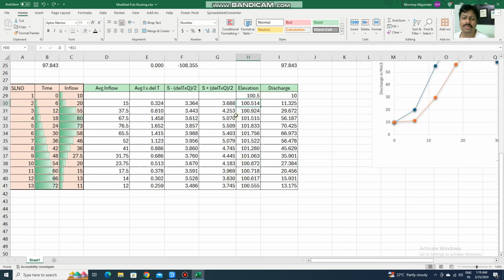Now what will I do? So this 3.688 is the RHS. Now what will you do? That is the question. This is the most interesting moment of this entire problem. So what you will do is, you will just deduct Q del t.